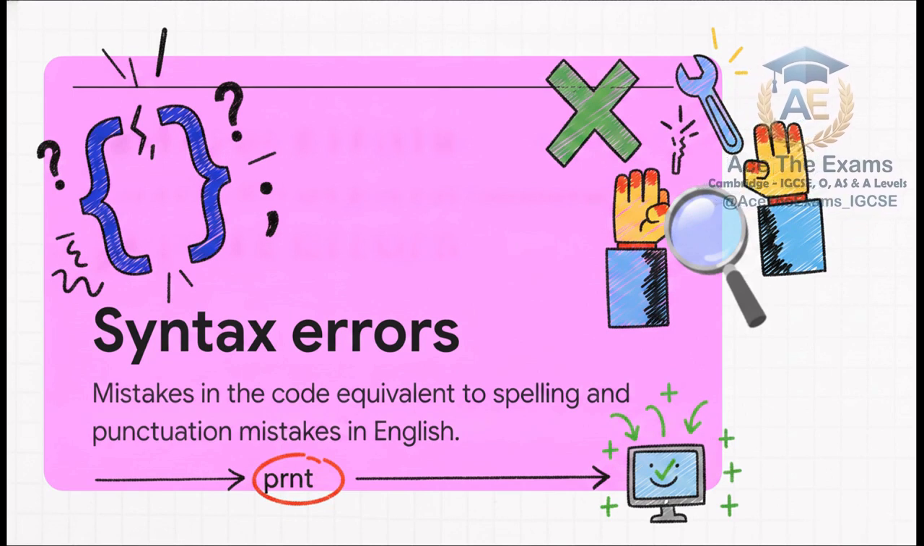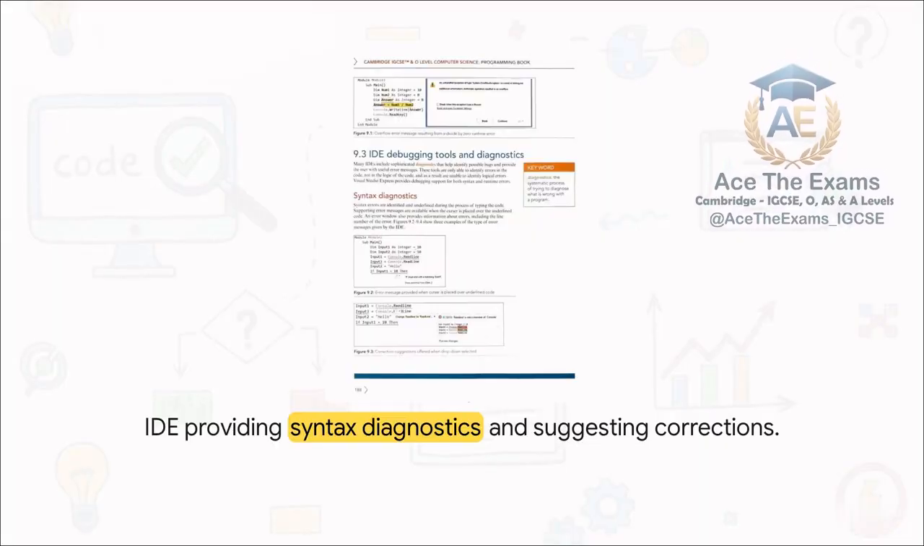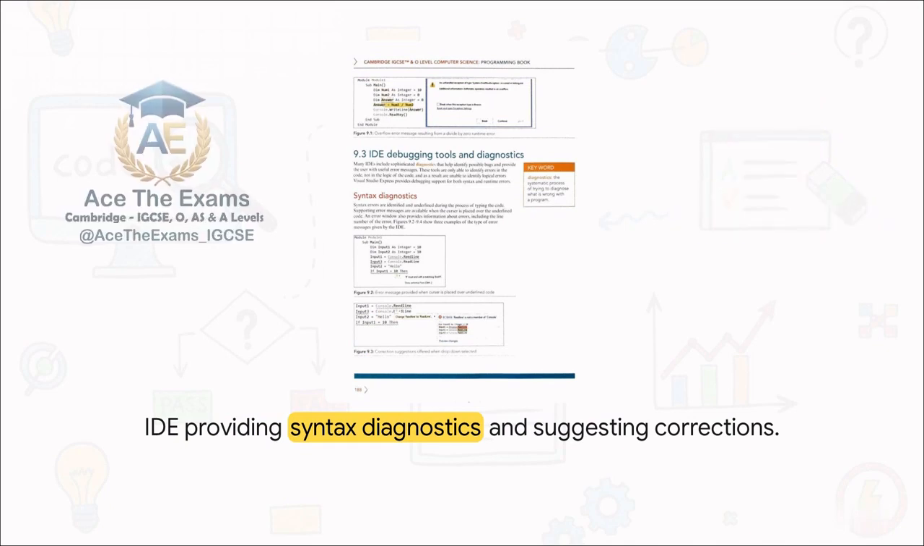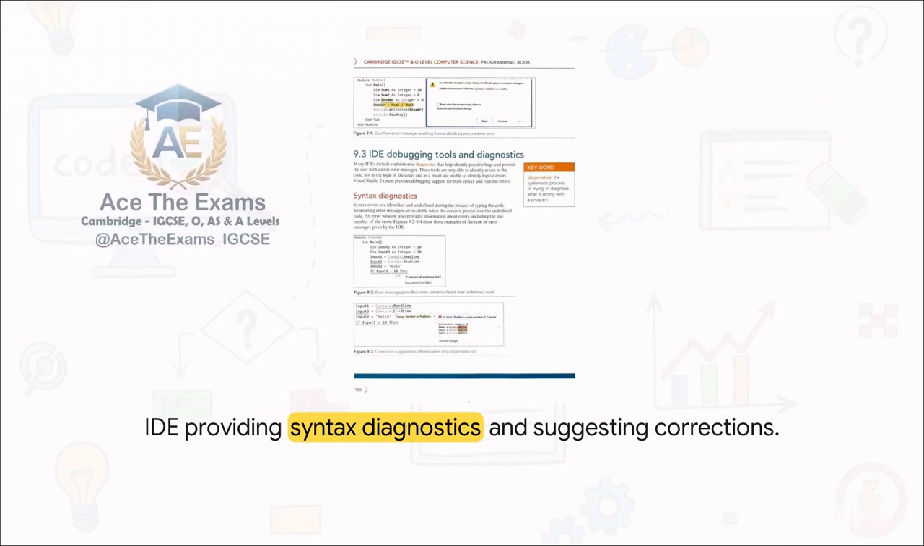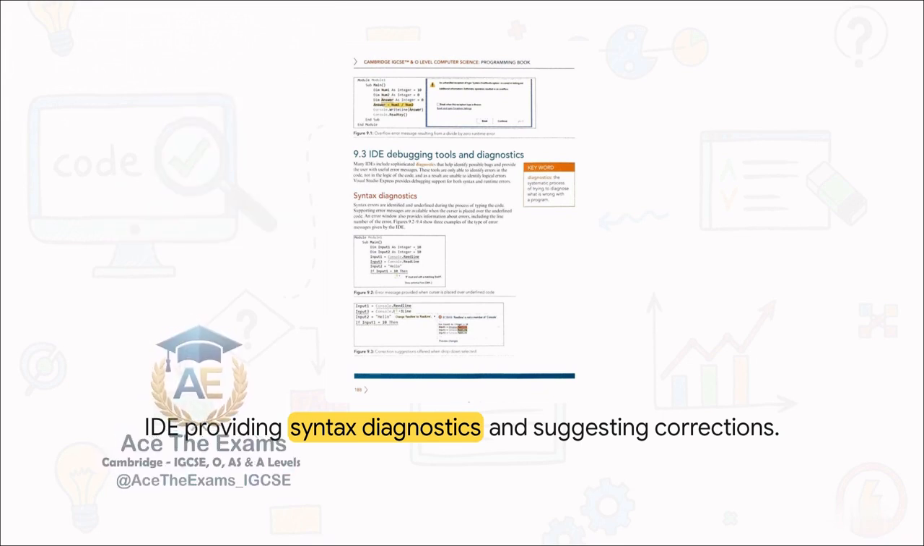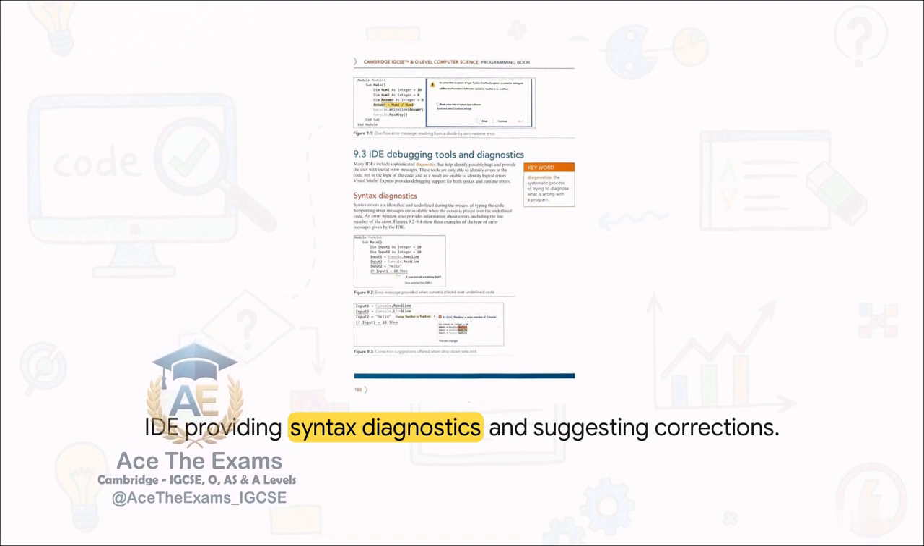But hey, the good news, these are by far the easiest errors to fix. Modern IDEs are incredibly good at catching these syntax errors immediately. It's literally like having a built-in spell checker for your code. As we can see here, the IDE isn't just telling you there's an error somewhere, it's highlighting the exact line with a squiggly red underline. And it even offers a drop-down menu of potential fixes.